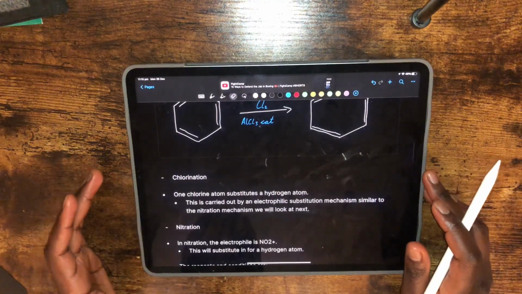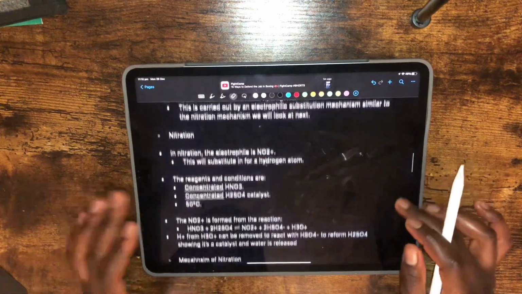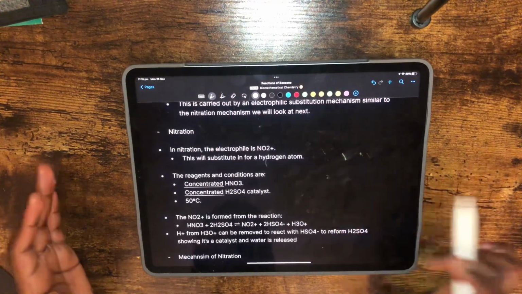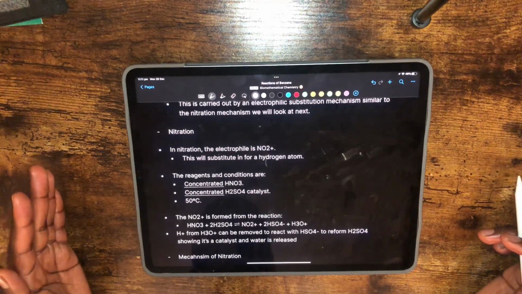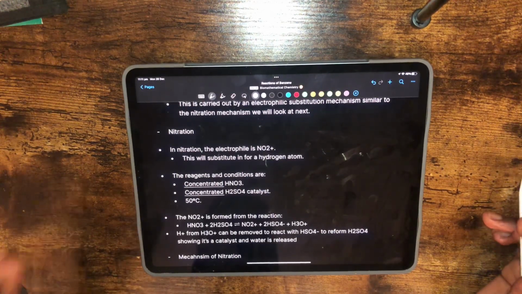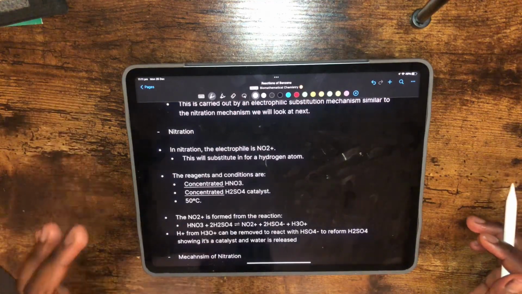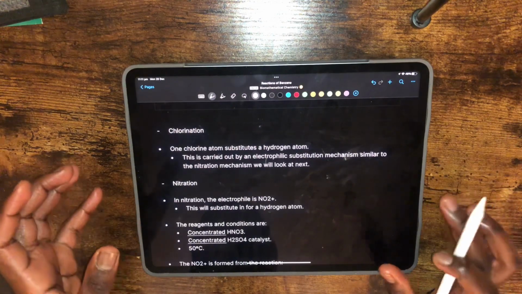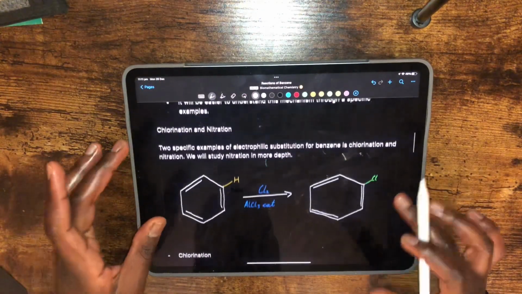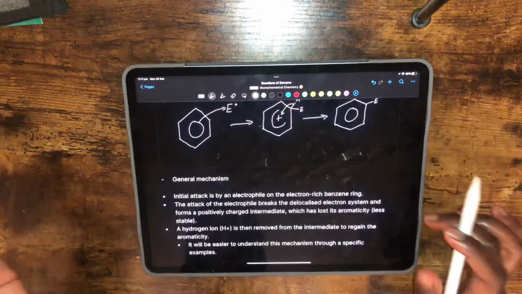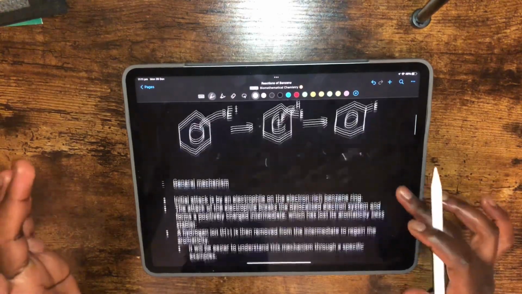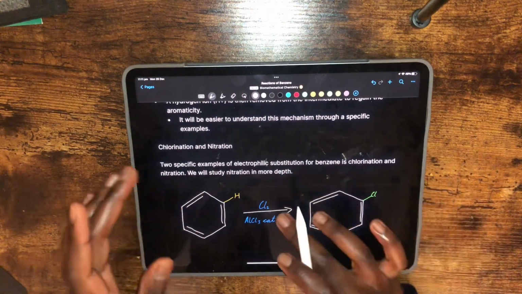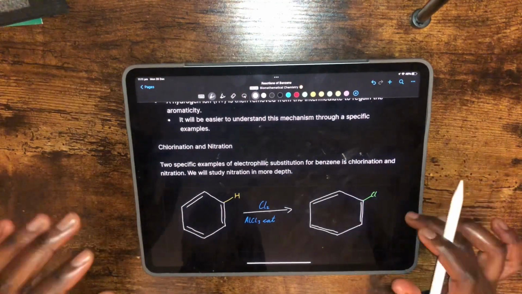So one chlorine atom substitutes a hydrogen atom. Sorry, I've already gone through that. Nitration: in nitration, the electrophile is NO2+. We call that a nitronium ion, and this will substitute in for a hydrogen atom. The reagents, now this is quite important, right? This is the one that comes up in the exams. This is why I've specified this one over the chlorination, because chlorination doesn't really come up in exams, and if it does, it's very simple. Just imagine that E+ is just Cl+, and the AlCl3 part I'll go through later on in Friedel-Crafts, so don't worry about that.